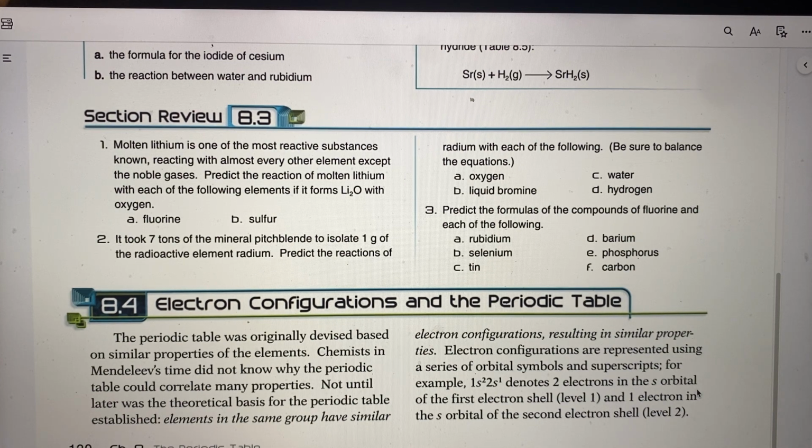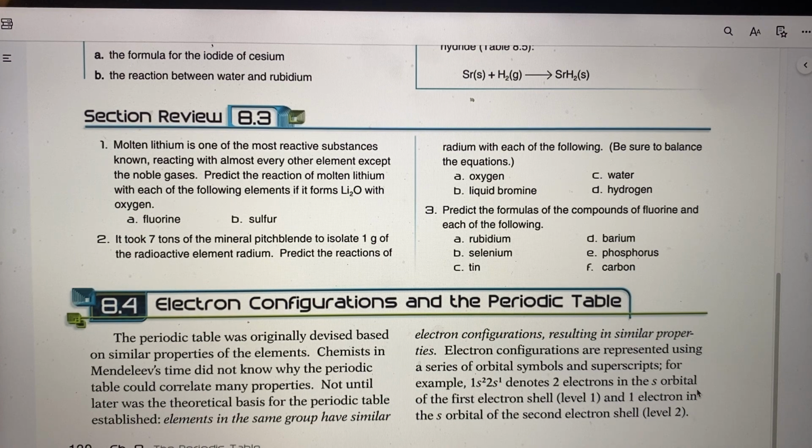So the periodic table was originally devised based on similar properties of elements. But the chemists back then in Mendeleev's time did not really understand. They just put them together, but they didn't understand what made them have these properties. Not until later did they realize that the elements in the same group had similar electron configurations that resulted in similar properties. A lot of their properties had to do with the electrons. And so the electron configurations are very important. And they have a series of orbitals and subscripts for their orbitals.